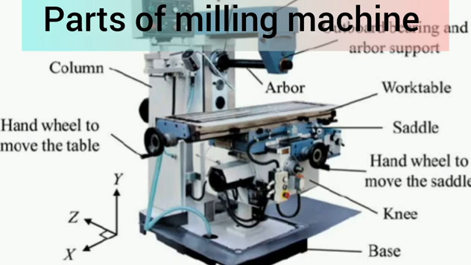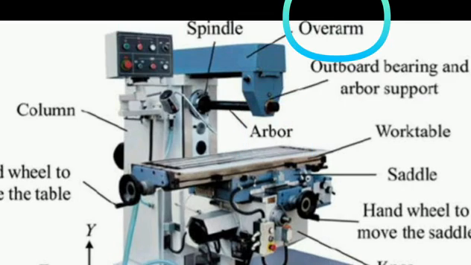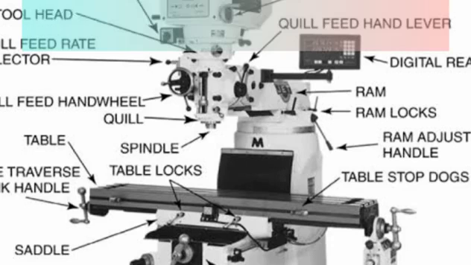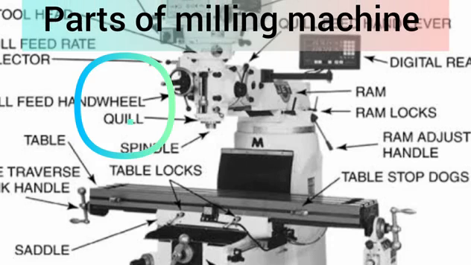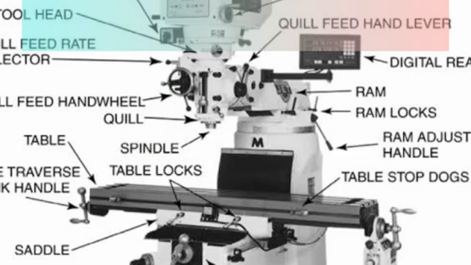7. Arbor. The arbor is a shaft that connects the spindle to the cutting tool. 8. Overarm. The overarm is a horizontal beam that supports the arbor and allows it to extend outward from the spindle. 9. Quill. The quill is a part of the spindle that can move up and down independently of the spindle itself. It is often used for drilling operations.